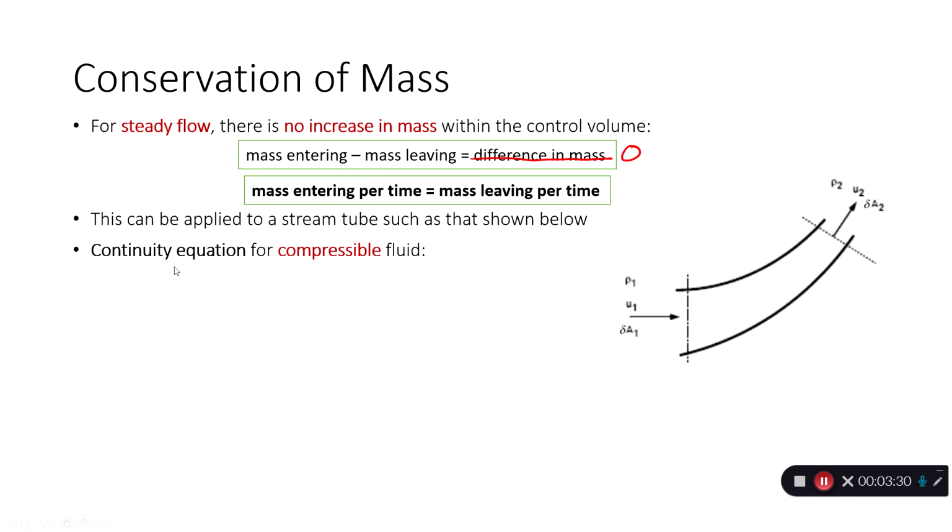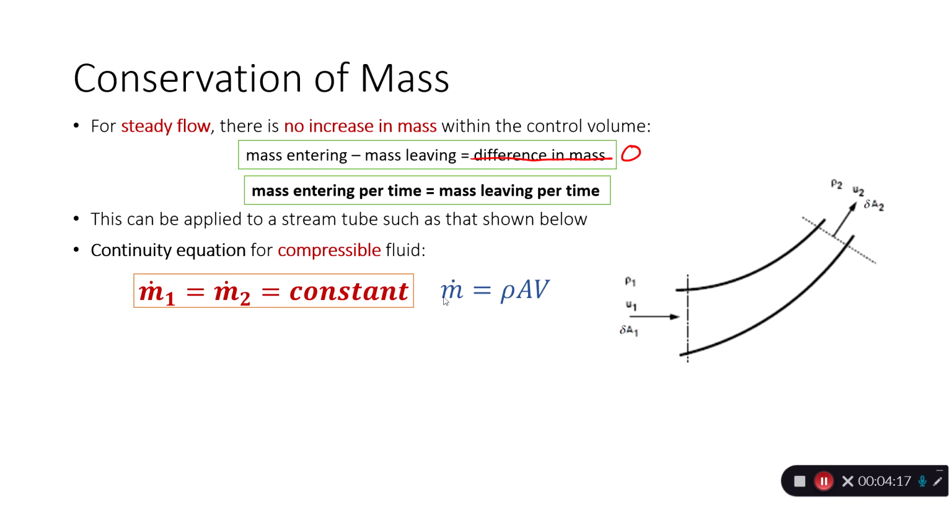Okay, so for compressible fluid, we have something called the continuity equation. Remember compressible is when you can compress it, that means its density can change. So for compressible fluid, the mass flow rate at the inlet equals the mass flow rate at the outlet, which means that the mass flow rate is constant. That is for compressible fluid.